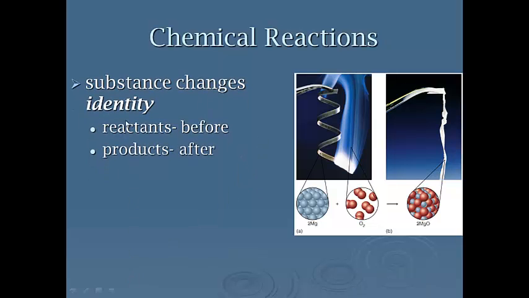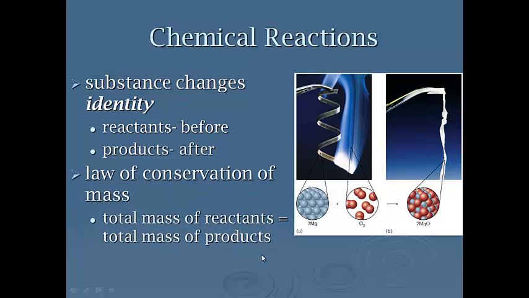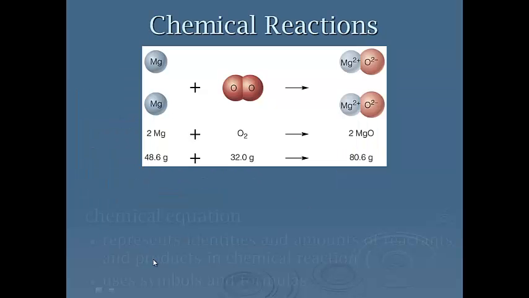Okay, so when we talk about chemical reactions, remember this is where a substance actually changes its identity. We're going to call what's there at the beginning the reactants, and what's there at the end the products, and we're going to utilize the law of conservation of mass, meaning that whatever the mass we have of the reactants at the beginning, we're going to have the same total mass of the products at the end, and that's going to help us with what we refer to as balancing chemical equations.